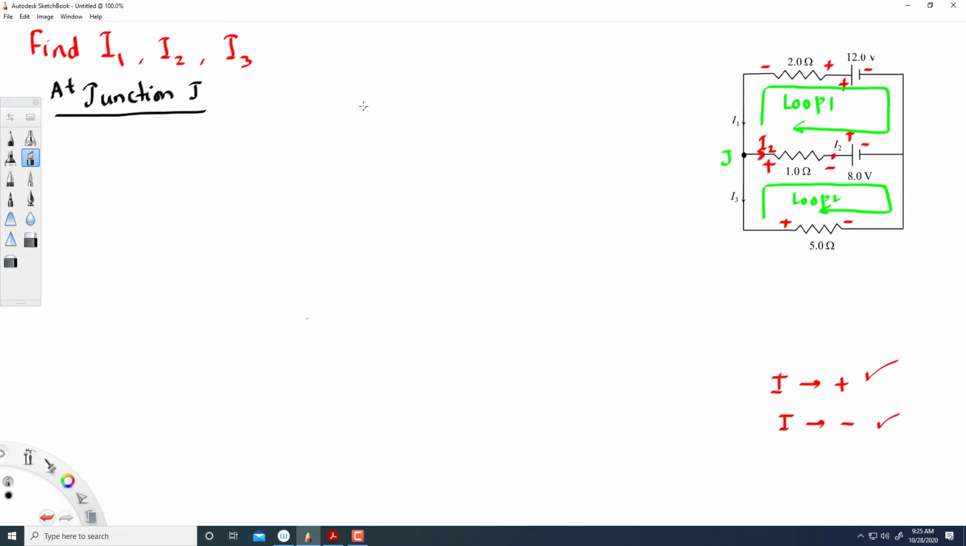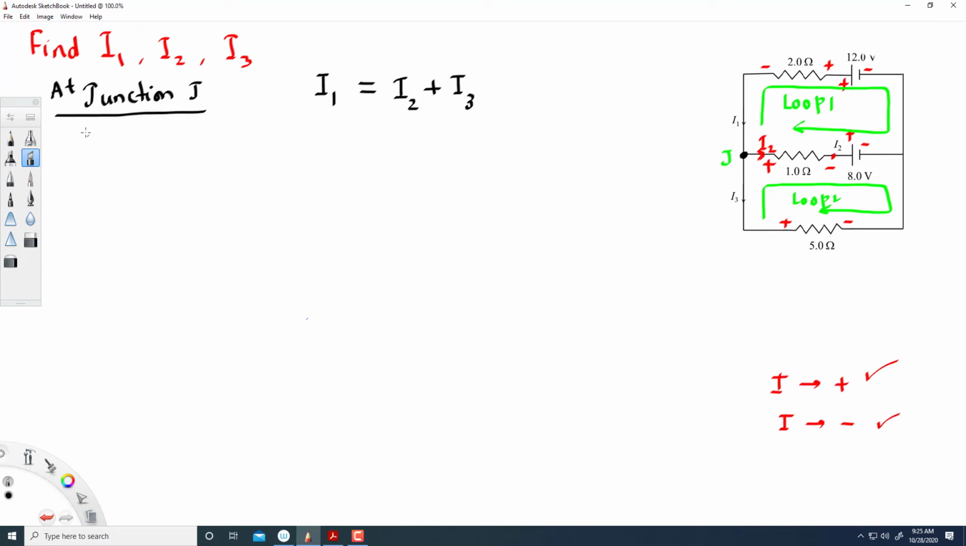At junction J, there are 3 currents meeting. So total current in is I1. Only the current that is entering the junction is I1. That would be equal to current out. Current out is I2 and I3. Okay, so that's the junction rule.